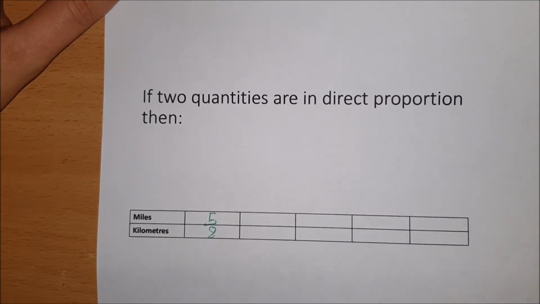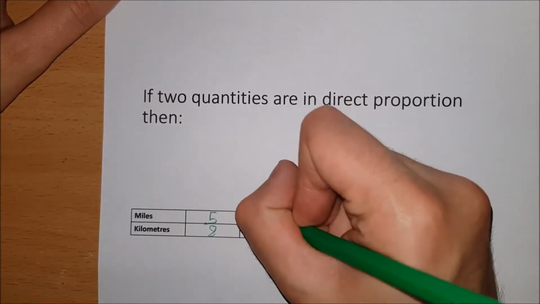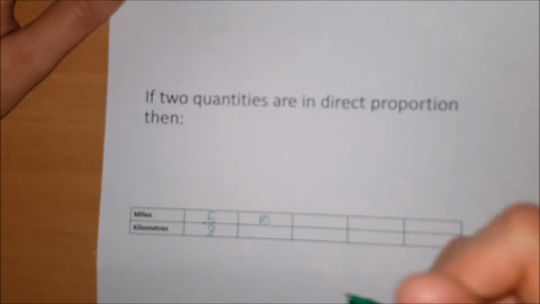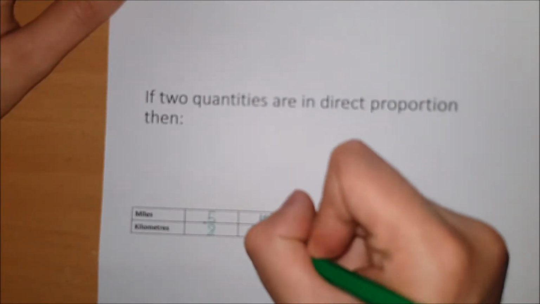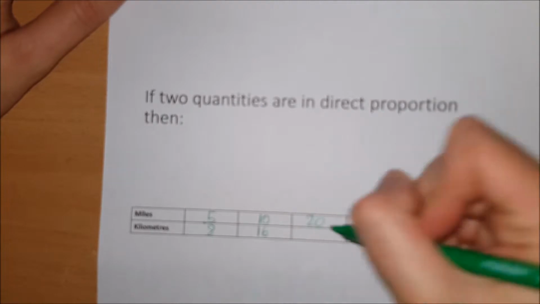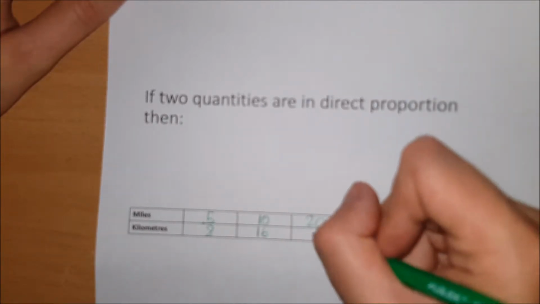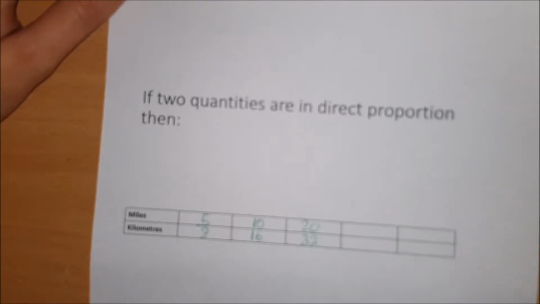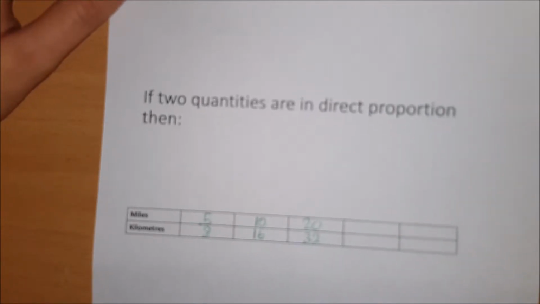And because these things are in direct proportion, if I go 10 miles, then it'll also double the amount of kilometres I go. So because I've doubled my miles, I'll be going 16 kilometres. And then if I double that again, 20 miles, we have to double the amount of kilometres that we went, 32. And what this question asks for is some sort of a link between the two.